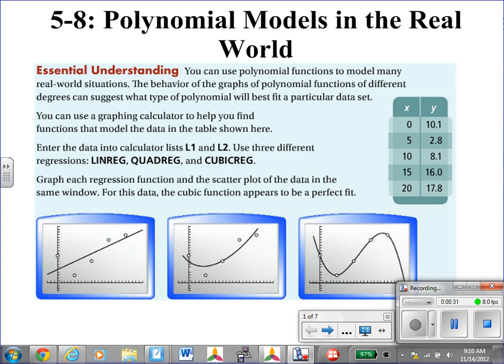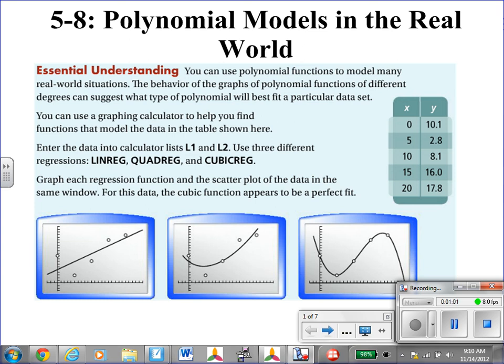So you can use polynomial functions to model real-world situations that we're going to talk about today. You can read all that stuff. We're going to be using our graphing calculators. We're going to be using the stat button where we type in things in columns. We're going to be using regressions. Sometimes the problem tells you it's a linear regression. Sometimes it tells you it's a quadratic or cubic. And then we're going to graph them and then answer questions based on that information.